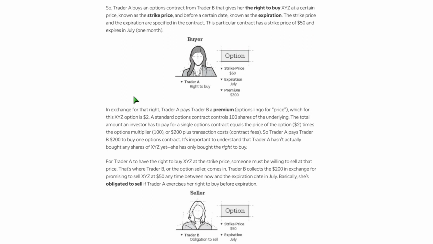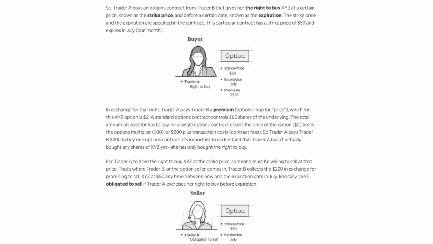In exchange for that right, Trader A pays Trader B a premium, options lingo for price. That's just how much it costs, which for this XYZ option is $2. A standard options contract controls 100 shares of the underlying. One contract always controls 100 shares. Take note of that. The total amount an investor has to pay for a single options contract equals the price of the option, $2 in this case, times the options multiplier, or $200 plus transaction costs, aka contract fees. So Trader A pays Trader B $200 to buy one contract.